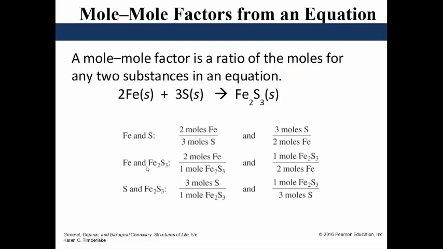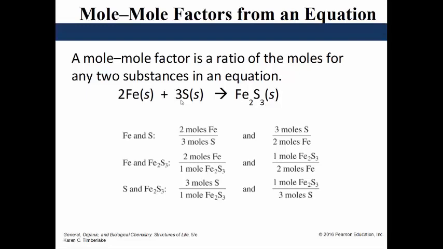Right, comparing iron, then Fe2S3, for every 2 for iron, you get 1 mole of this whole thing, Fe2S3. If you're looking at it the opposite way, 1 mole of this, because there's an understood 1 here, is equivalent to 2 moles of iron. And then lastly, sulfur, Fe2S3, for every 3 of this, there's 1 of this. And for every 1 of this, there's 3 of this. All you're doing is writing a ratio of the coefficients for that compound, or for that element.